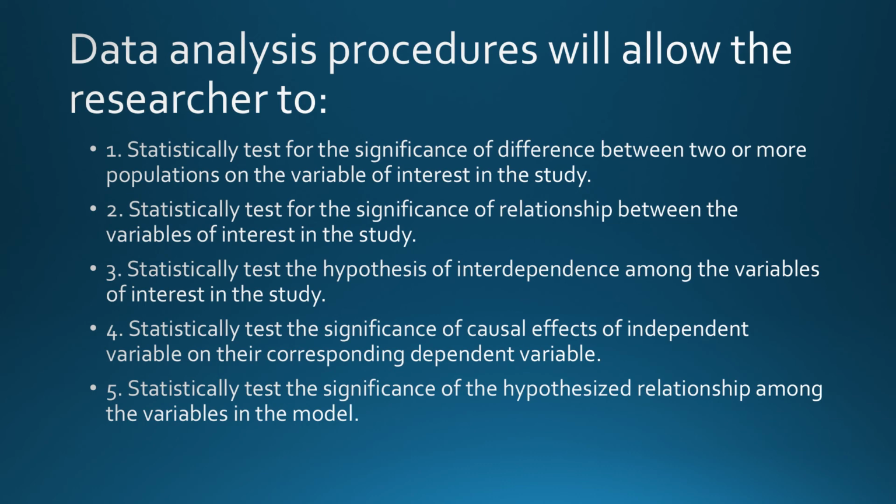Data analysis procedures will allow the researcher to 1. Statistically test for the significance of difference between 2 or more populations on the variable of interest in the study. 2. Statistically test for the significance of relationship between the variables of interest in the study. 3. Statistically test the hypothesis of interdependence among the variables of interest in the study. 4. Statistically test the significance of causal effects of independent variable on their corresponding dependent variable. 5. Statistically test the significance of the hypothesized relationship among the variables in the model.